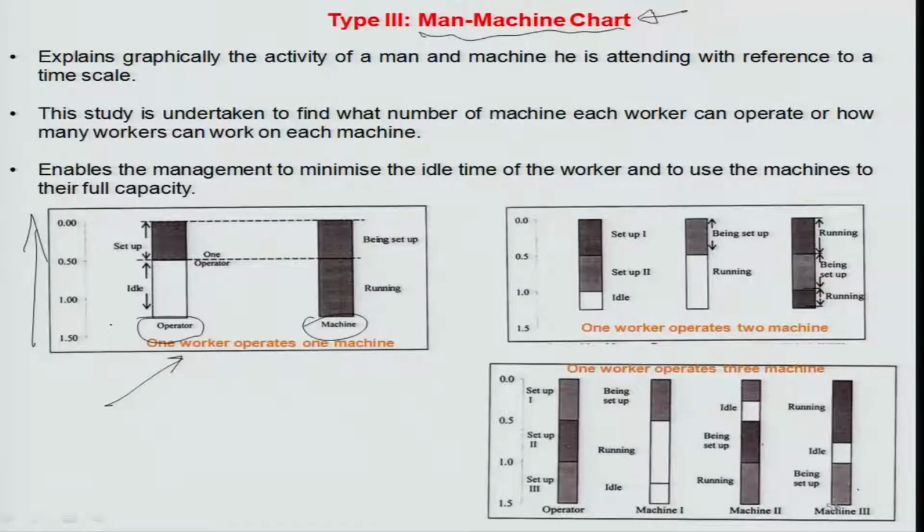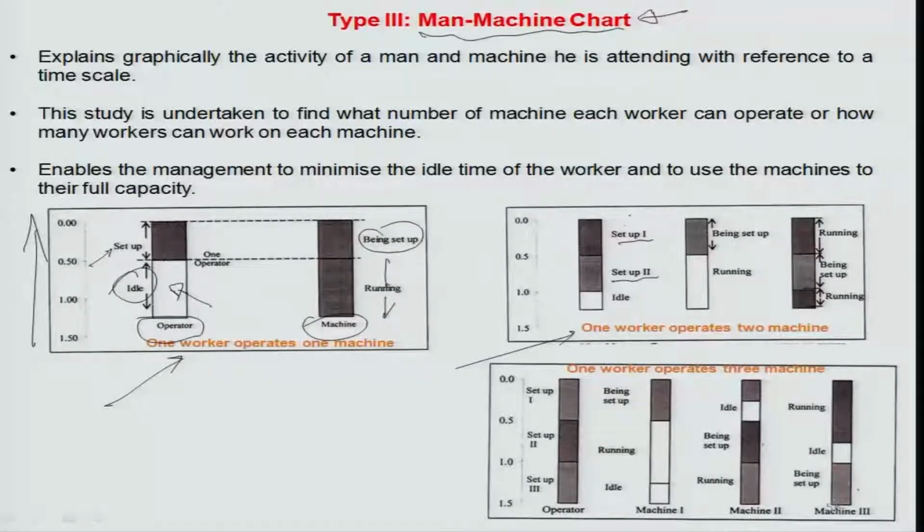You can see that when the operator is setting up, the machine is being set up, so the machine is idle at that time. The moment the setup is completed, the operator becomes idle as the machine starts running. So this is an important problem which has to be solved: how to reduce some of this idle time. The best idea would be to give one worker two machines to operate. Now you see here in this case you have two different setups for machine 1 and machine 2, which have to be executed by the same worker.